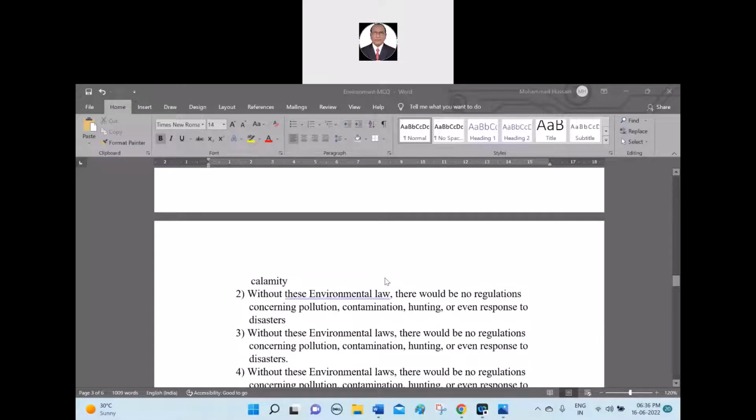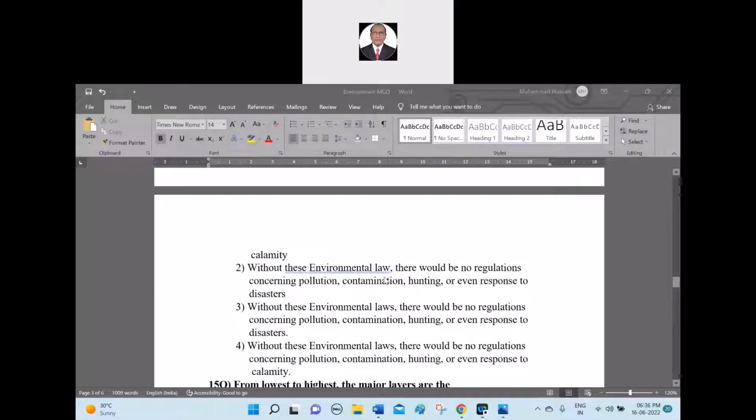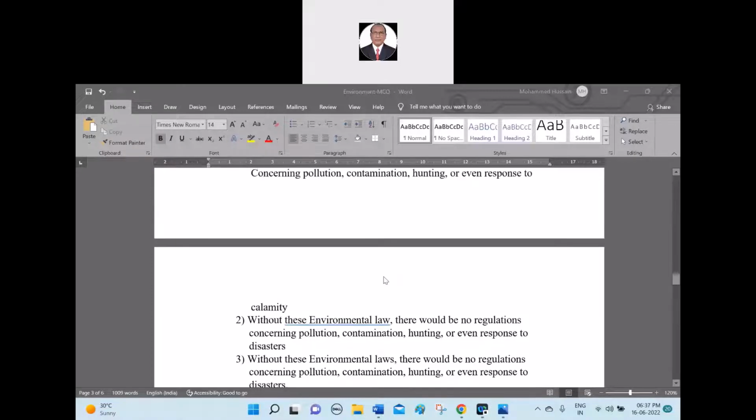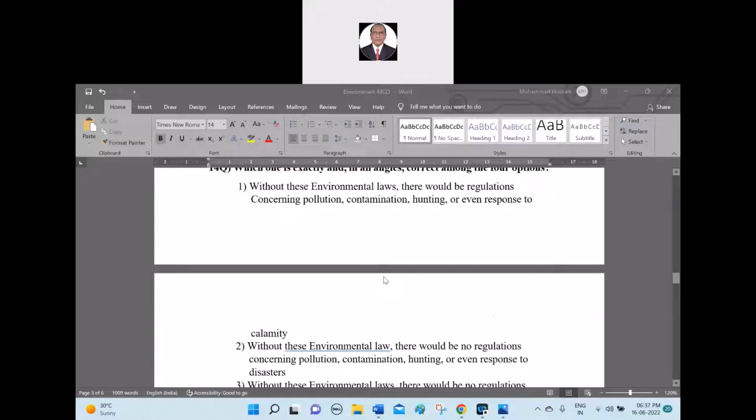Without this environmental law, there would be no regulations concerning the pollution, contamination, hunting, or even response to disaster. Number 3. Without these environmental laws, there would be no regulations concerning pollution, contamination, hunting, or even a response to disasters. Number 4. Without these environmental laws, there would be no regulations concerning the pollution, contamination, hunting, or even a response to calamity. So these are the options which I made.